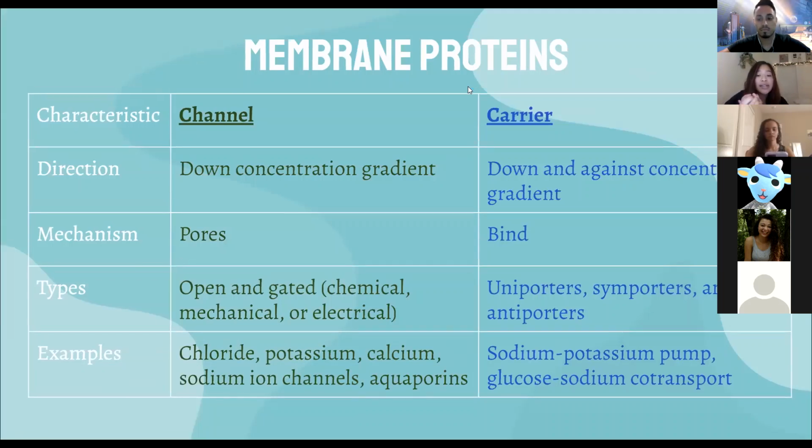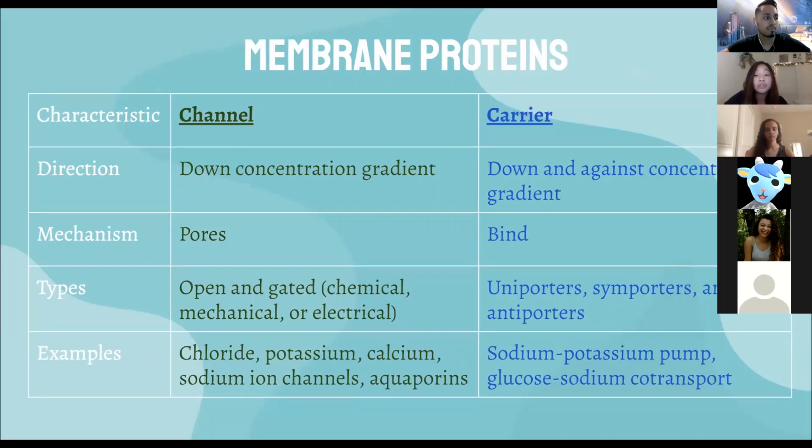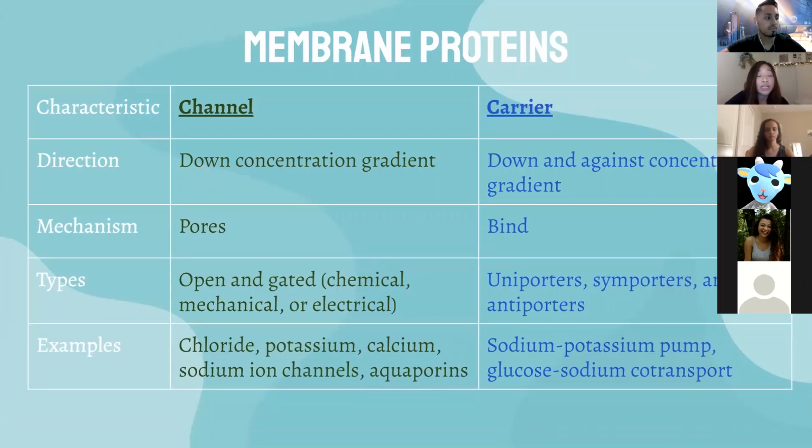Channel and carrier proteins both transport material at different rates. In general, channel proteins transport much more quickly than carrier proteins because they're just like simple tunnels. Unlike carrier proteins, they don't need to change shape and reset each time they move a molecule.